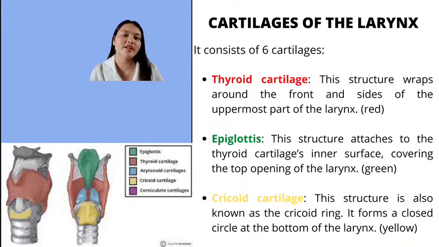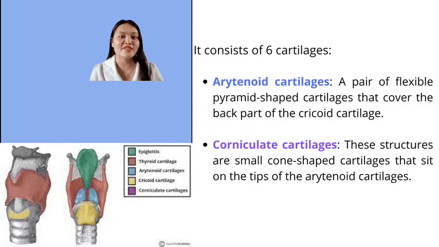Next is the cricoid cartilage. This structure is also known as the cricoid ring. It forms a closed circle at the bottom of the larynx. And next is the arytenoid cartilage. It is a pair of flexible pyramid-shaped cartilages that cover the back part of the cricoid cartilage, and they support the vocal cords. Next are the corniculate cartilages. These structures are small cone-shaped cartilages that sit on the tips of the arytenoid cartilages.